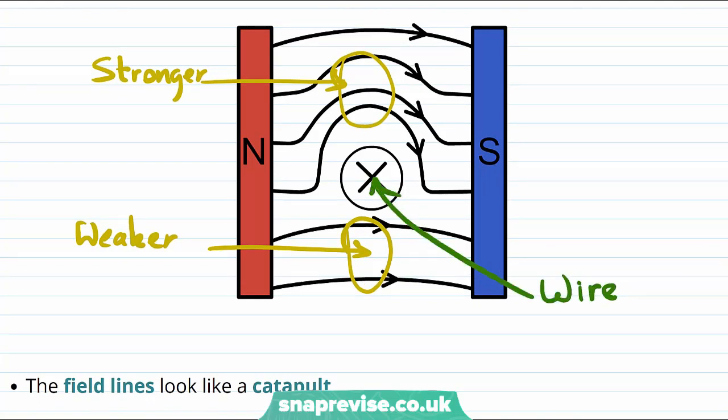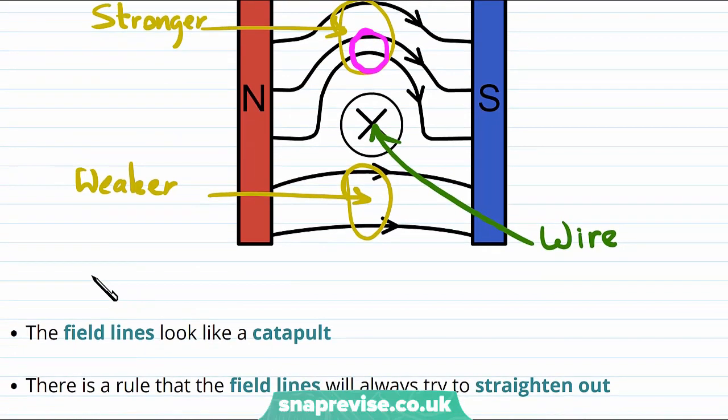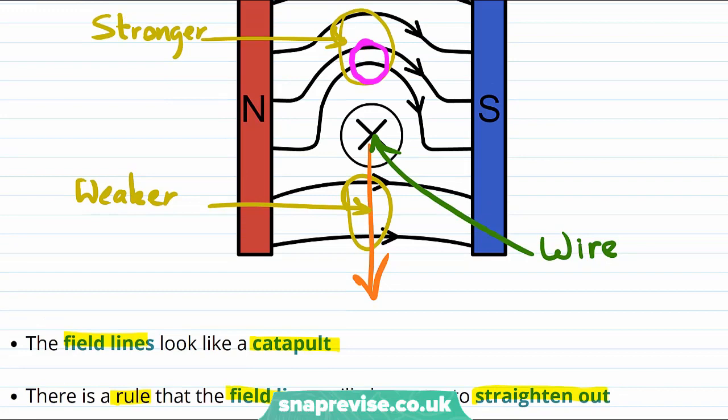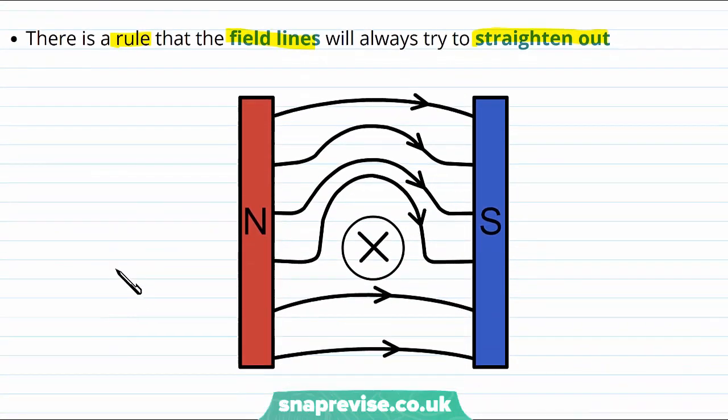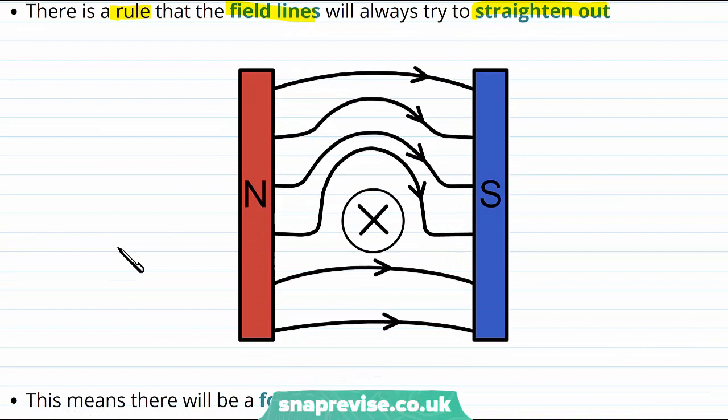Now the field lines look kind of stretched here above the wire. And if you imagine them like rubber bands or something, then the field lines look like they're going to catapult this wire forwards. By forwards I mean this direction. To be more precise, there is a general rule which says that the field lines will always try to straighten out. Well, let's take a look at what happens when the field lines try to straighten out.